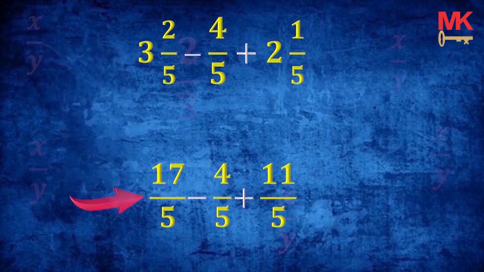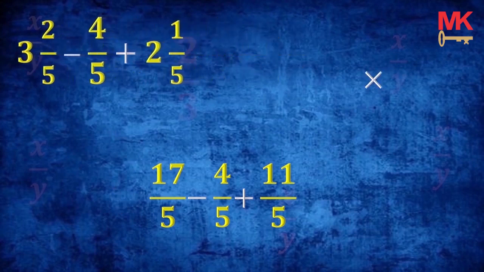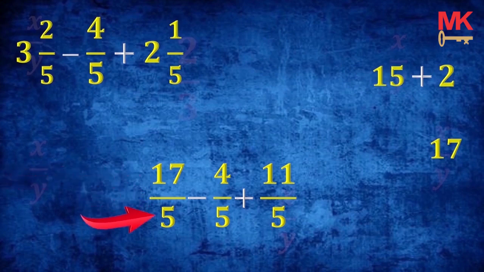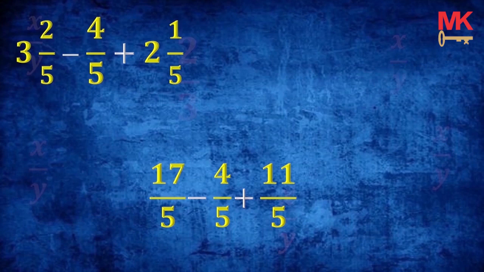Well, that's quite easy to do. What we just did was that we multiplied the whole number 3 by the denominator 5, which gives us 15. And then we added its numerator 2 to get 17. So everything becomes 17 over 5, since 5 is already the denominator. The same method applied to 2 whole number 1 over 5, which equally made it 11 over 5.